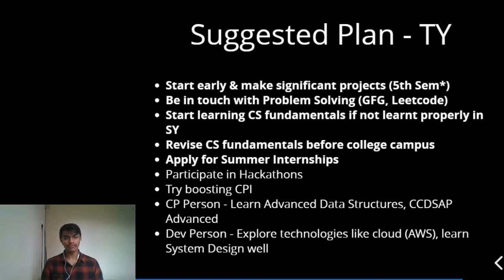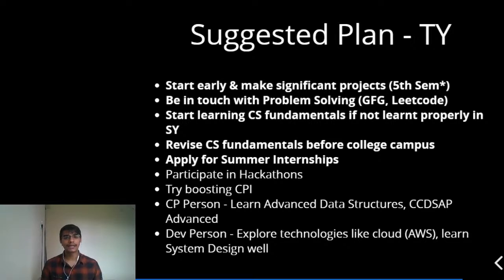And in fifth semester, you have a lot of time. When second year is completed, you have vacations and all, and a lot of time is there. You should start early, and you should make some really good and significant project. Keep in mind that you will not be getting much time in sixth semester, and do a great project in fifth semester. So this should be our target.